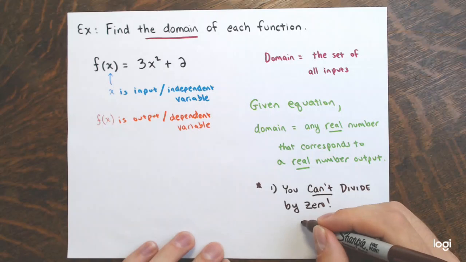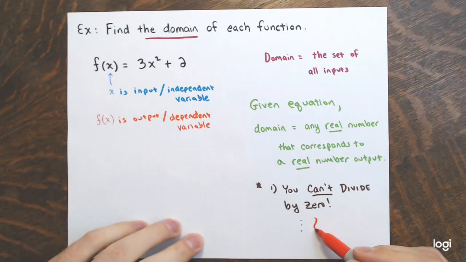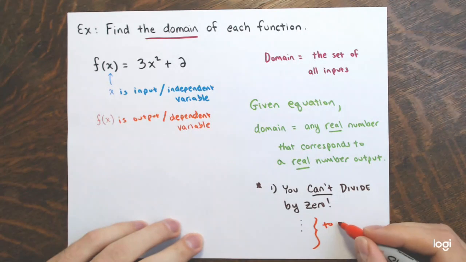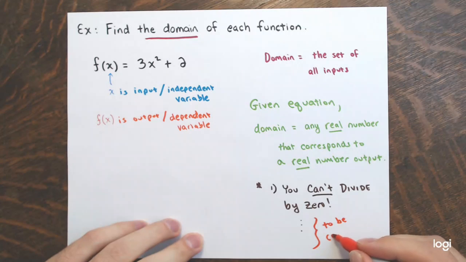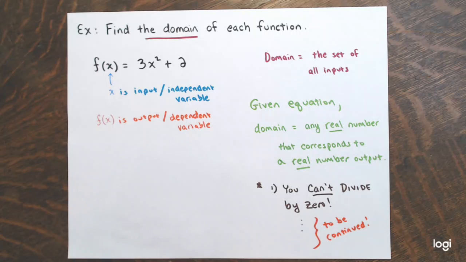This will be added to later. Okay, there are other things that don't produce a real number output, but this I'll say is to be continued. We'll get to this in later videos. Other things that you can do will not result in a real number output, but for right now I'm only focused on the fact that you cannot divide by zero.